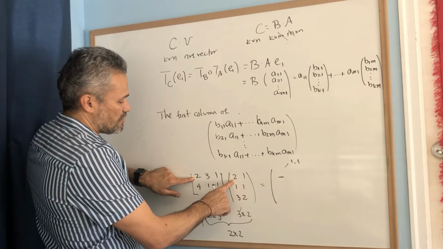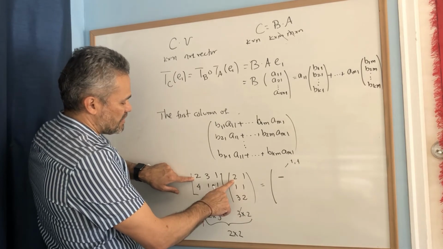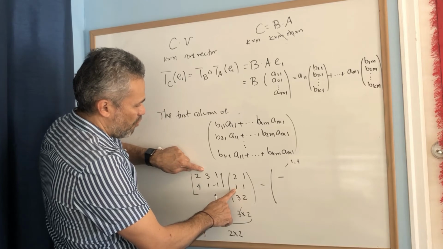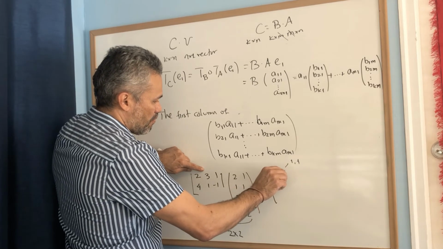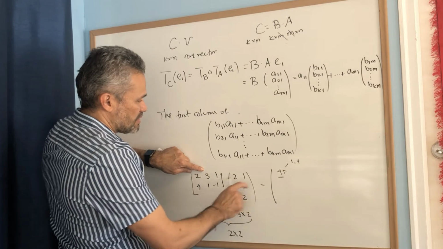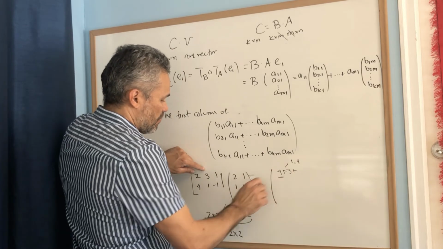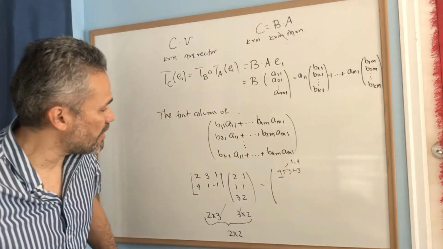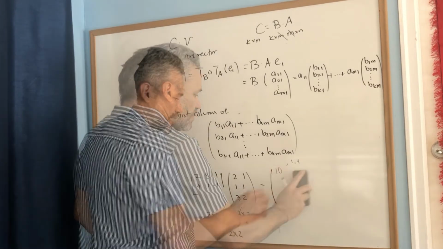2 times 2 is 4, and then you move this hand to the right and this one down. Then it's 4 plus 3 times 1 is 3 plus 1 times 3 is 3. That means that this number here is 10.